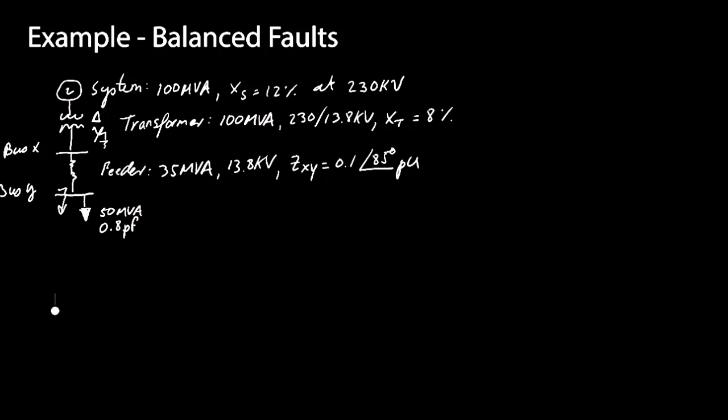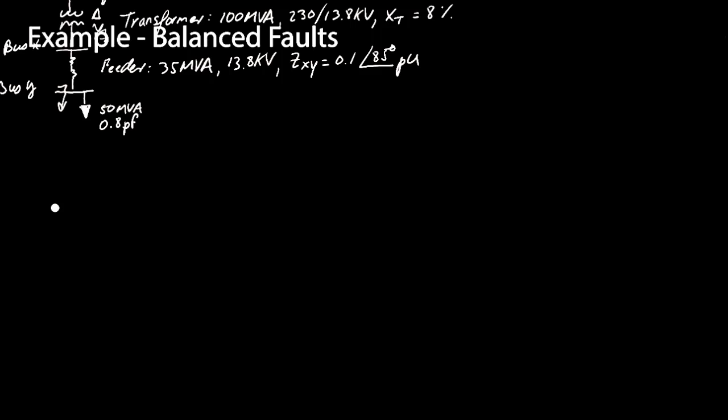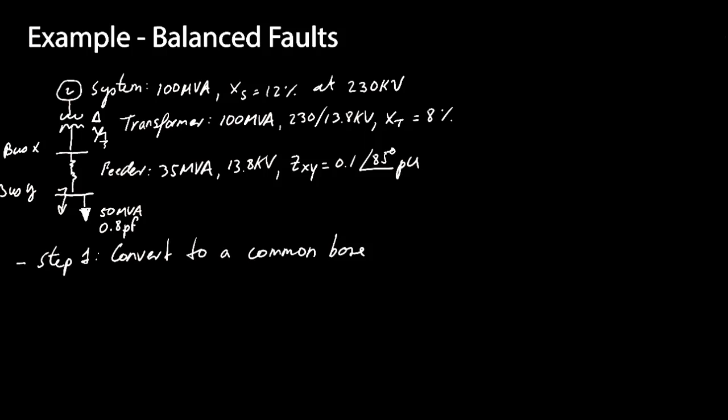So let me actually move this up a little bit. And I'm going to say, well, step number one, and let me write it over here. Step one is going to be convert everything to a common base. And what I mean by that is that notice again here in the data that we've been given for the power system that the system and the transformer have 100 MVA as the base power, but the feeder has a base power of 35 MVA. So this impedance over here is in per unit, but that's in per unit of 35 MVA, not 100 MVA as the system and the transformer.